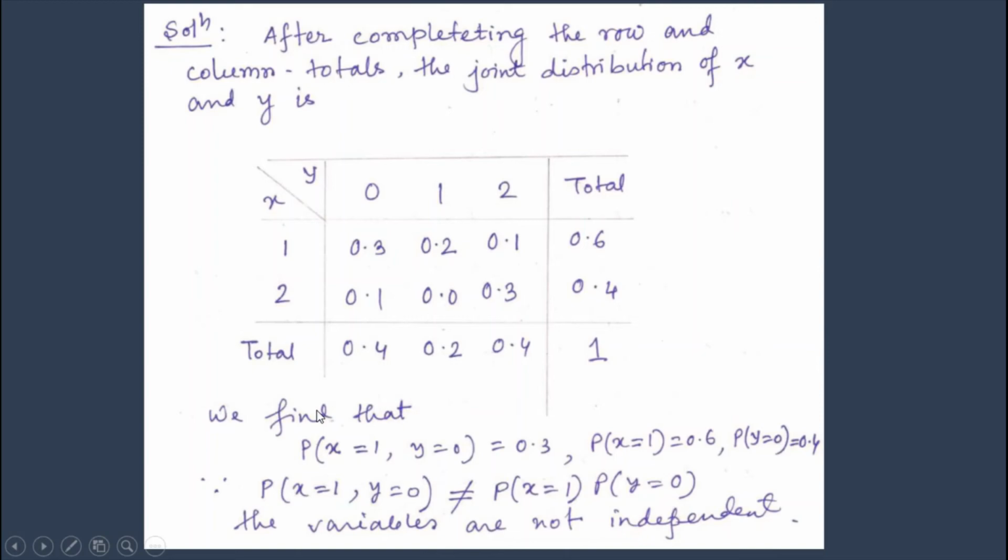Now, take the pair for 1, 0. So, probability at x equals 1, y equals 0 is 0.3. Now, probability at x equals 1 is 0.6. Probability at y equals 0 is 0.4. Now say if we multiply probability at x equals 1 and probability at y equals 0, we are getting 0.24, which is not equal to 0.3. Therefore, the variables x and y are not independent.